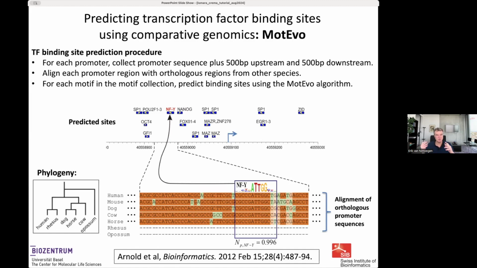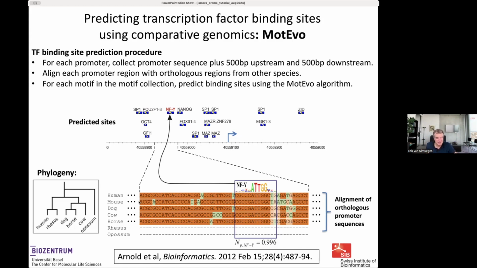So let's say I want to predict binding sites in the human genome, and I have some promoter of a human gene. I take a chunk of sequence around the start site of this promoter, typically 1 kilobase, and then we find in other organisms like mouse, dog, cat, horse, rhesus macaque, and so on, the orthologous region. That is the region that by evolutionary descent is the same region, came from a common ancestor. And we align all these sequence regions with each other, right?